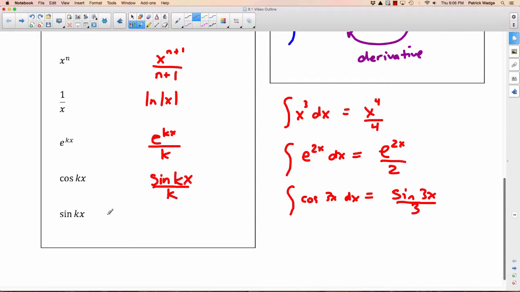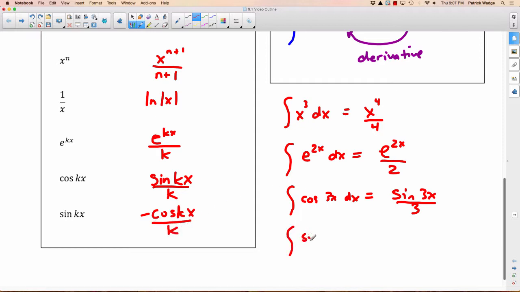Okay, sine kx. You might think this is just cosine kx, but remember, cosine, when you take the derivative, is going to be negative sine. So in order to get sine, you must have negative cos. And again, that's not enough. You're going to see that you have to divide by k. Let's take a look at that.